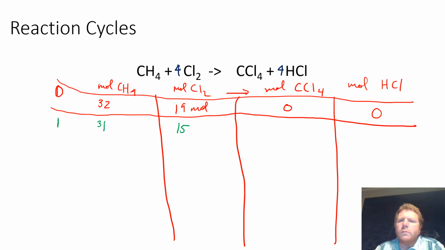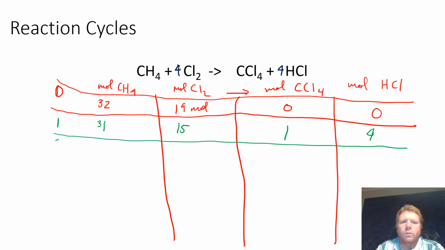Okay. Now, after our first time going through, how many moles of CCl4 do we have? We have 1 mole CCl4. How many moles of HCl? 4. Okay. Now the second time through this reaction, we're using up 1, so we're down to 30 moles of CH4. We're using up 4 Cl2, so we're down to 11 moles of Cl2, I'm sorry. And we're up to our second mole CCl4 and our 8th mole of HCl.